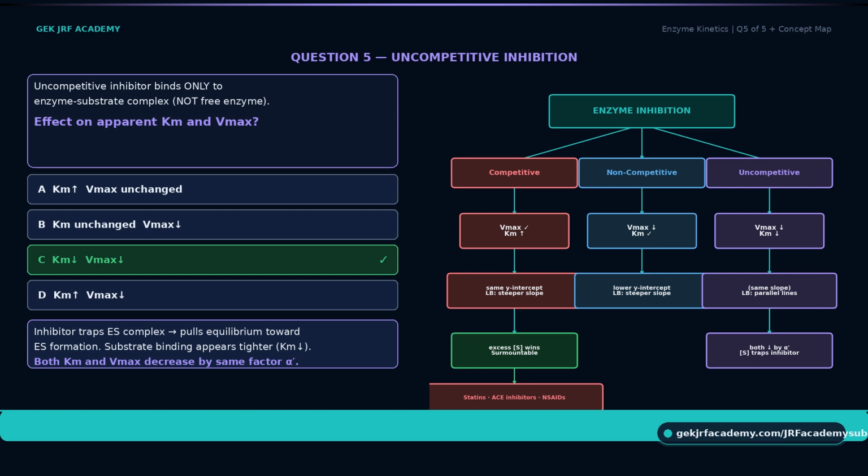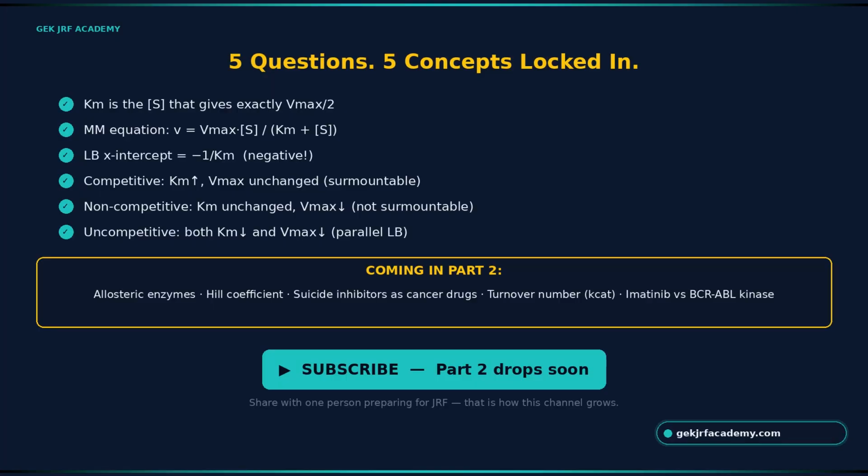Now look at this concept map. This is exactly what DBT JRF Academy provides for every topic. Not just facts, but the mechanistic connections between them. When you can reconstruct this map from memory, you have understood enzyme inhibition. 5 questions. 5 concepts locked in.